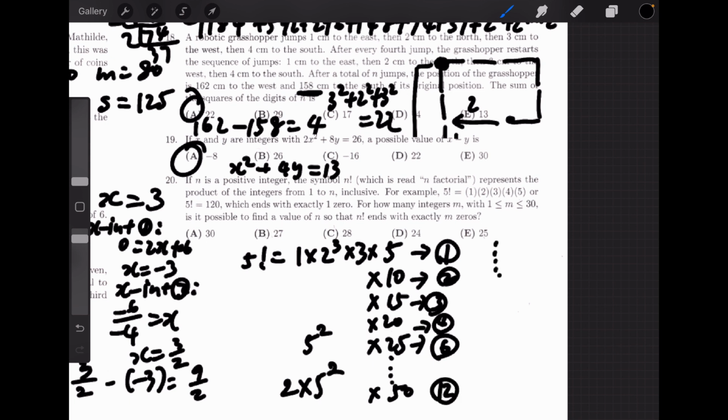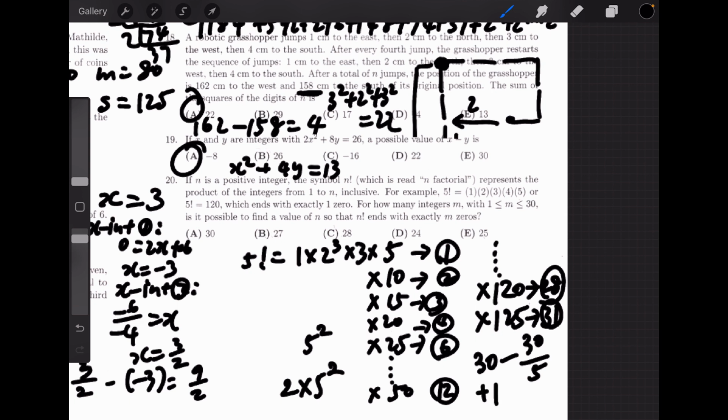And we just keep going like that, and we get 28 zeros at 120, and 125 would be 31 zeros. So we would get 30 minus 30 over 5, since we get a 5 squared for every 5 numbers. But we need to add 1, because the first 5 numbers would be 1 to 5, and 5 is not a square of 5. So we need to add 1. So we get 30 minus 6 plus 1, which gives us 24.